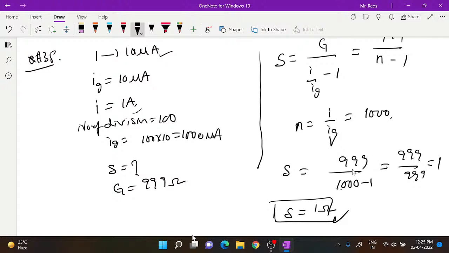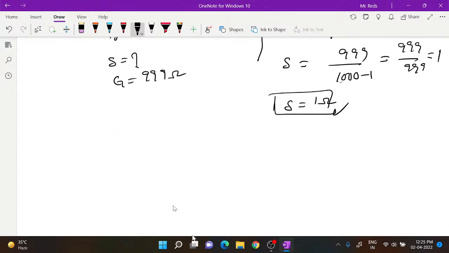So consider this appropriately, and try to work out a few more similar kinds of questions. So this is briefly about the moving coil galvanometer and its conversion to ammeter and voltmeter.